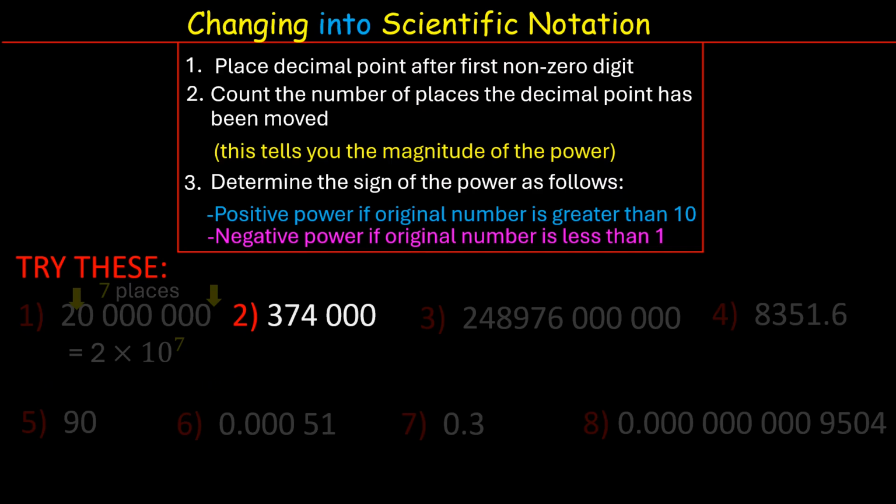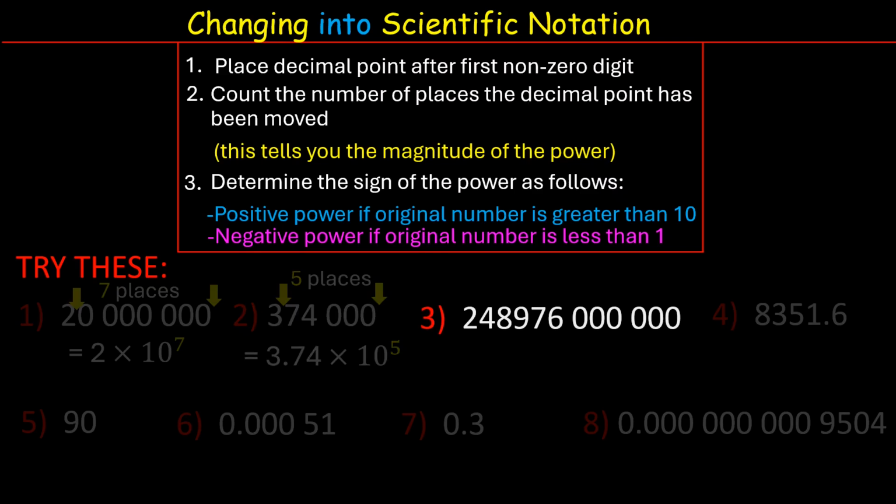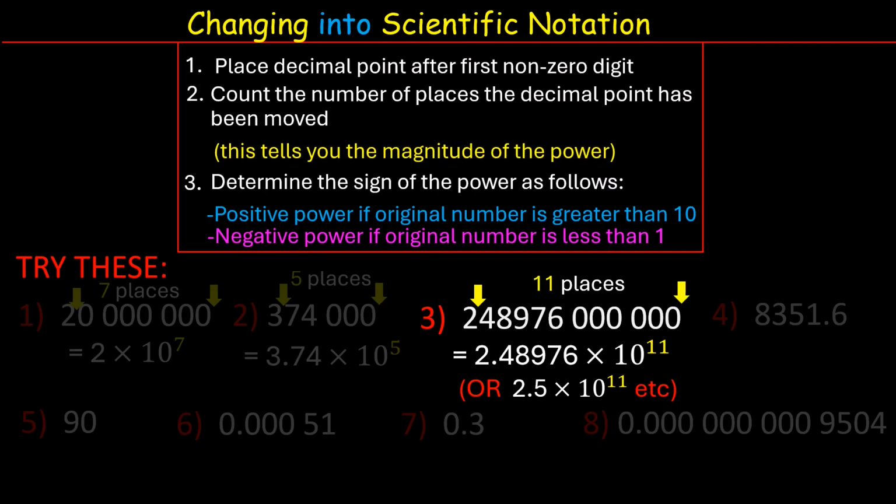In number 2, we move the decimal point from here to here, telling us the power of 10 is 5. So our answer is 3.74 multiplied by 10 to the power of 5. I won't keep adding zeros for every example, just keep it in mind when greater precision is required. In example 3, we move the decimal point from here to here 11 places, giving this answer. In this example, our answer might be too precise, and we could round to something more suitable, such as 2.5 times 10 to the power of 11.